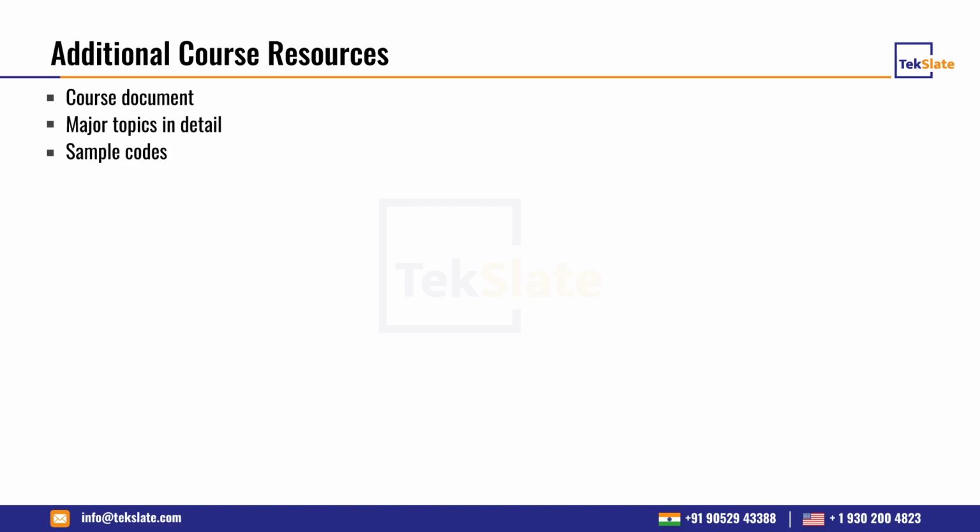And major topics in detail: in jBPM we have a number of components and a number of concepts. Basically, the major ones are about 10 to 15. So we have to cover mostly those 10 to 15 major components that we are going to work with continuously. I will cover those major topics in detail, so that it will help you understand better.